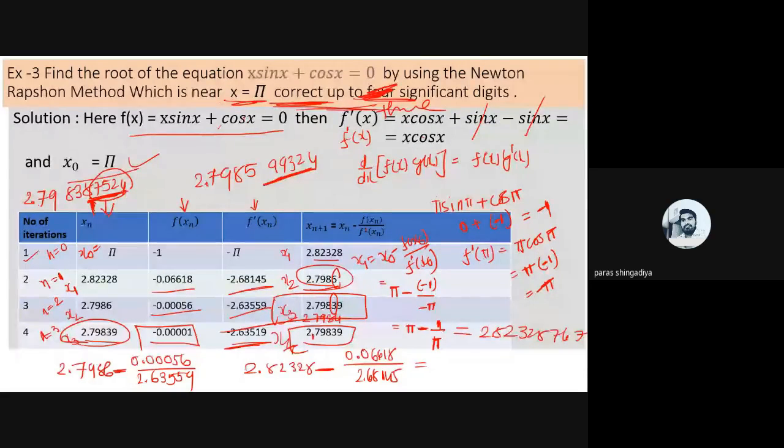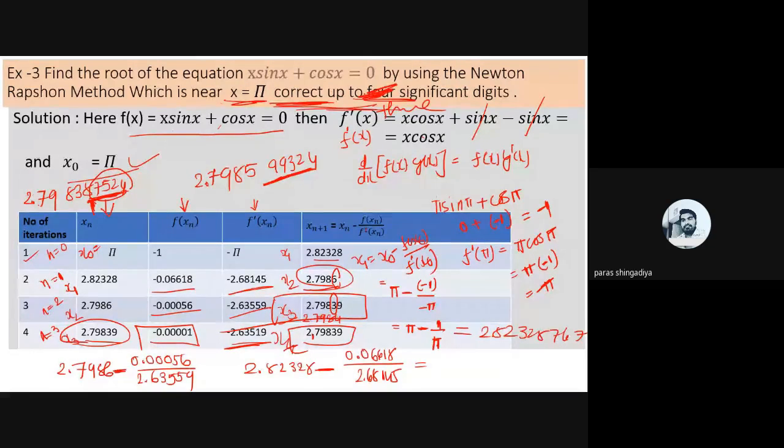There are 2 types of condition. One is up to the 5th iteration, which means there are 5 iterations only. Up to the 3rd iteration means 3 iterations required only. Up to the 2nd iteration means 2 iterations required only. But another one is correct up to 5 significant digits. In this case the number of iterations is not fixed, so you can get the answer by only 5 iterations and so on.